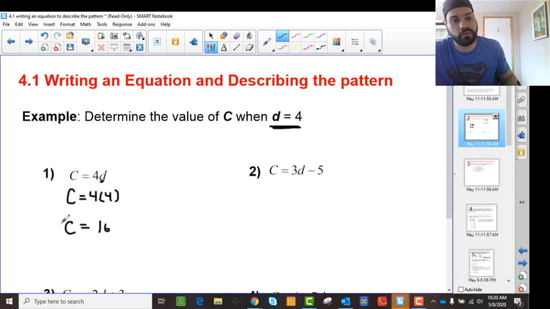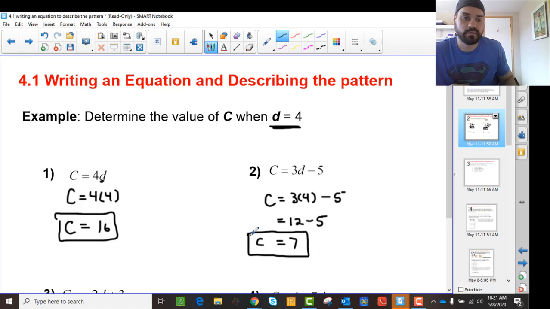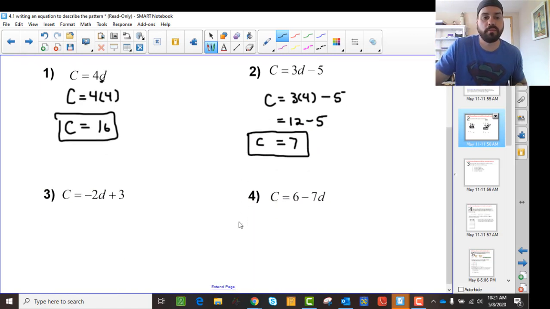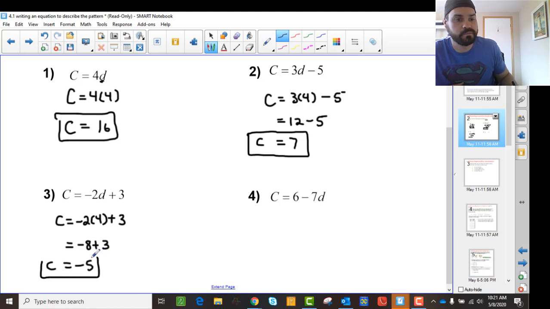So in this context, we go 4 times 4, and we get 16. In this context, we go 3 times 4 minus 5. We still have to follow order of operations, but that gives us 12 minus 5, and 12 minus 5 is 7. So c is equal to 7. If we scroll down here, a couple more examples. Here we have minus 2 times, now d is replaced by 4, and then plus 3. So that gives us minus 8 plus 3, and minus 8 plus 3 is minus 5, so c is minus 5 here.